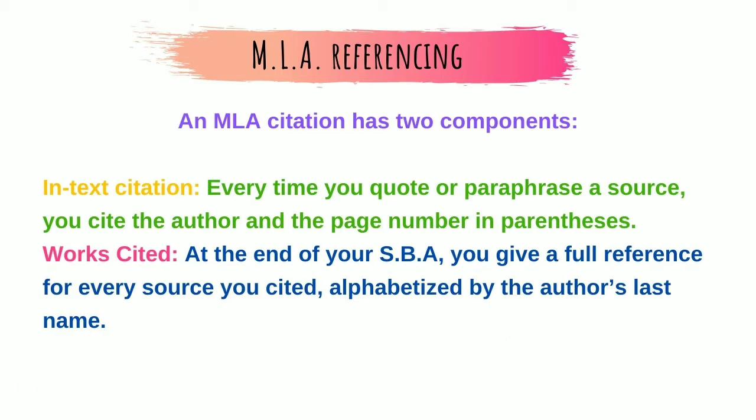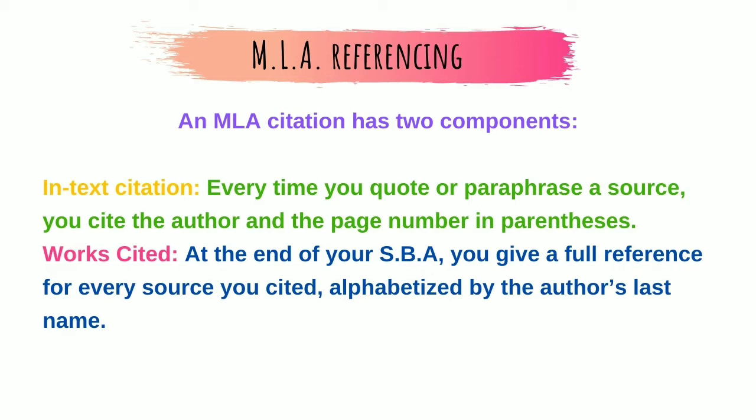An MLA citation has two components: in-text citation and works cited. Every time you quote or paraphrase a source, you cite the author and the page number in parentheses. And this is what you will do when you're writing your reflections as well as your written report.